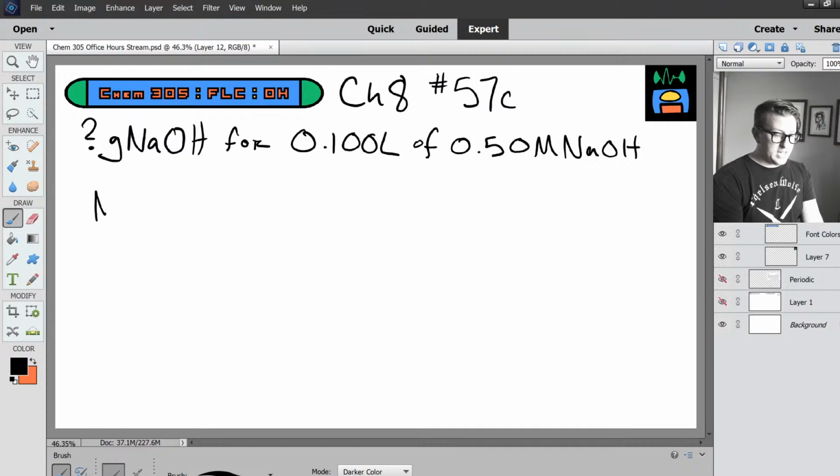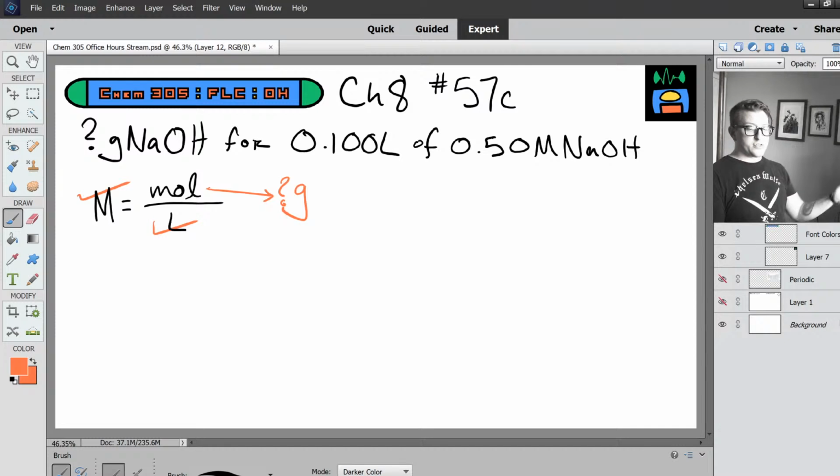All right, so here's the thing. We know that molarity is equal to moles over liters. We're given molarity, we're given liters, we're being asked to find grams, which is all right because if we know our moles, we can convert from moles of sodium hydroxide to grams of sodium hydroxide using the molecular weight.